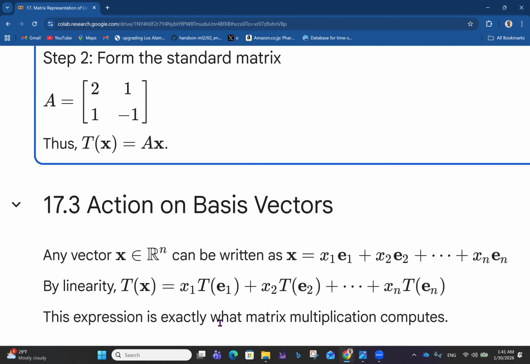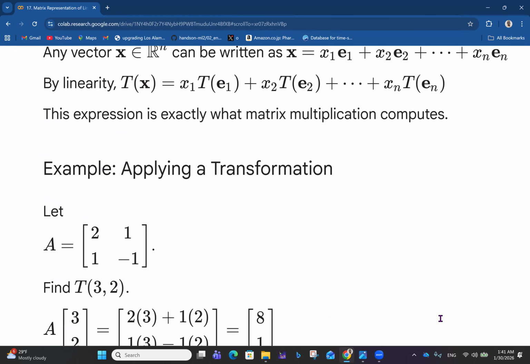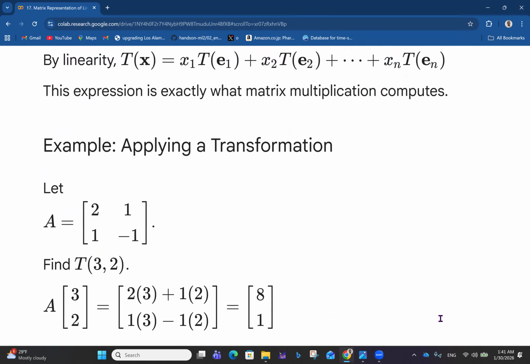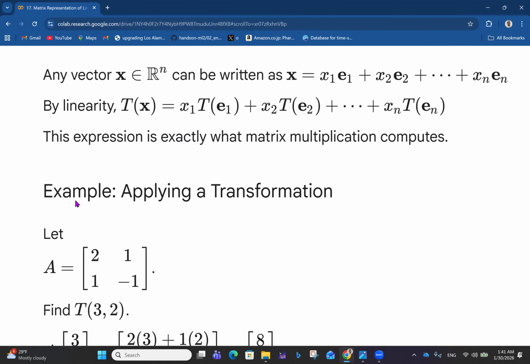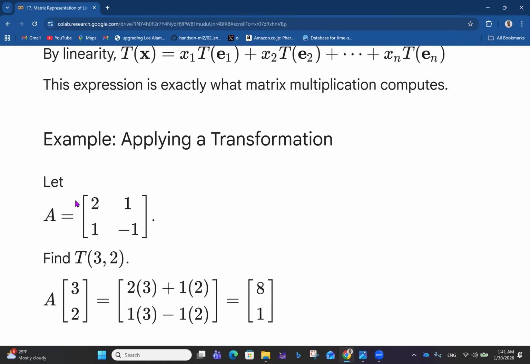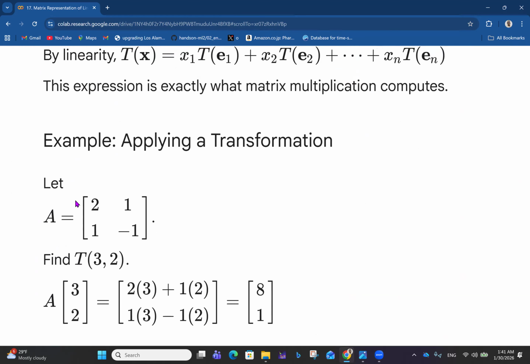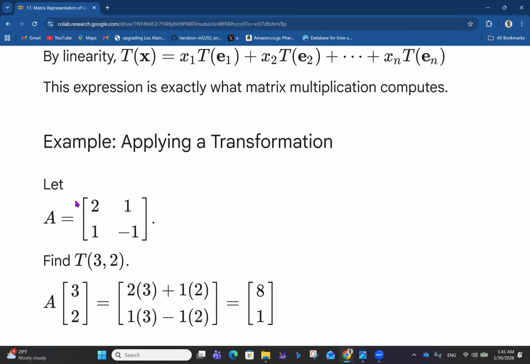So this expression is exactly what matrix multiplication computes, as we see in the next example. To apply a transformation, you have A to be 2, 1, 1, minus 1, the one we formed here as a standard matrix, but of course it has nothing in connection with that. It could just be any random matrix. So let A be 2, 1, 1, minus 1. Find T of 3, 2.